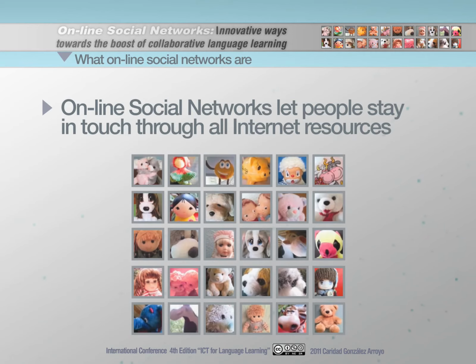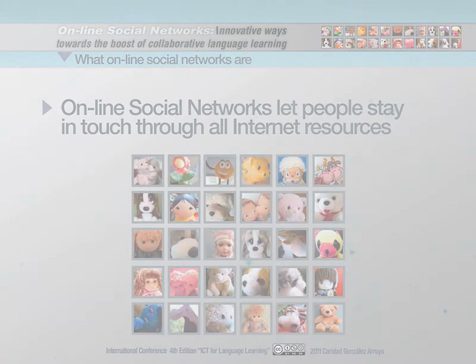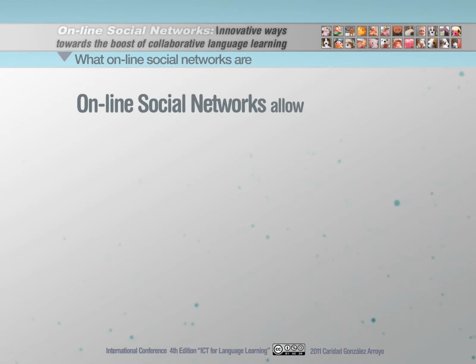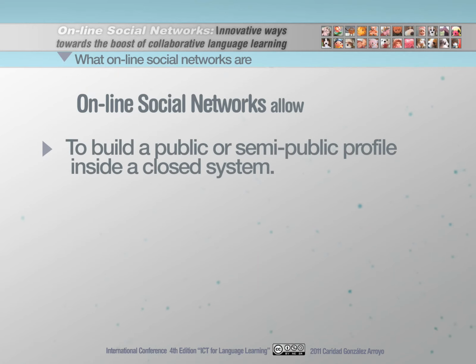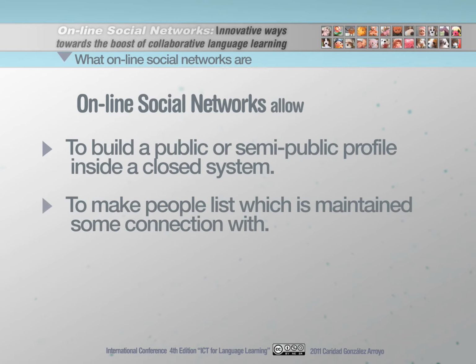Online social networks are web services which let people stay in touch through all resources that the Internet allows. They're not specialized in any resource, their only aim being to put people in touch with each other, however that happens. Online social networks allow you to build a public or semi-public profile inside a closed system, to make a list of people with whom you maintain some connection, and to see their contact lists.